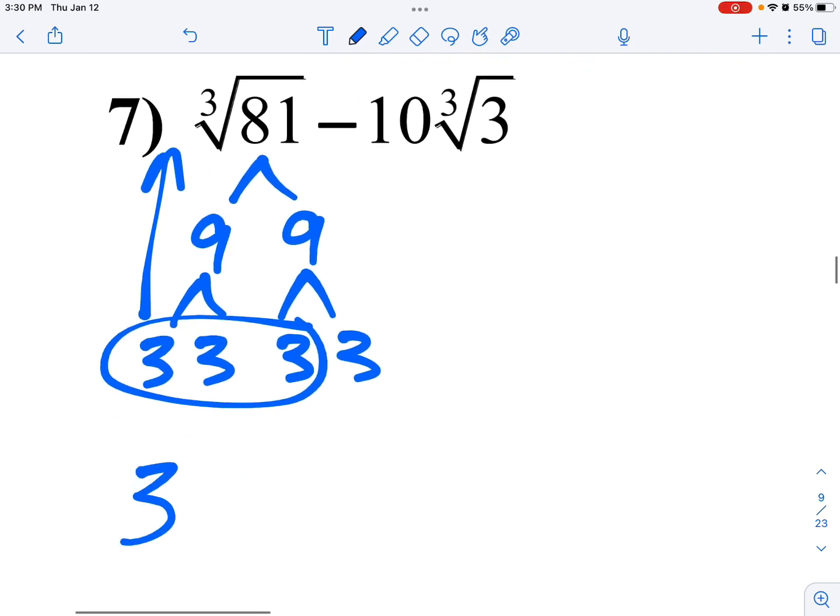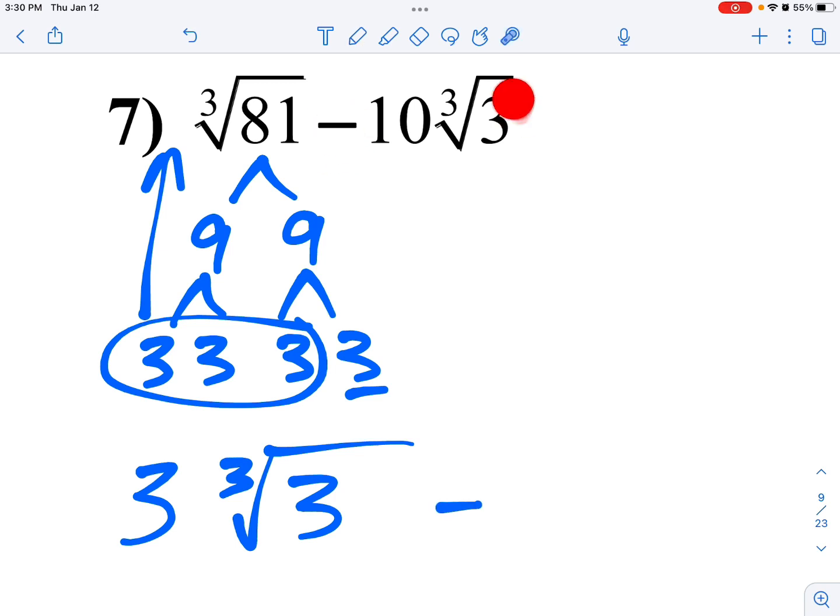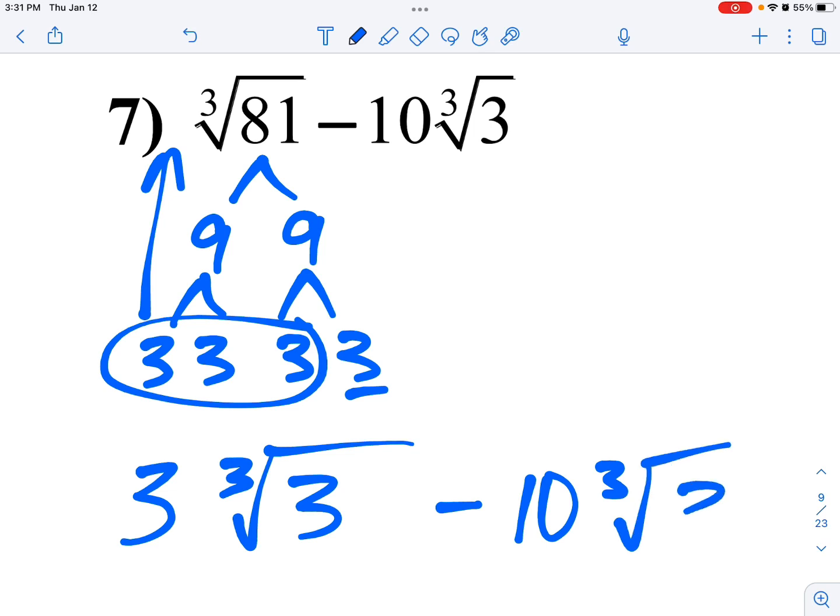So I have a 3 on the outside. Keep the radical the exact same, and this 3 has to stay in. This one that didn't get circled has to stay inside. I'm going to bring down this minus sign. And this doesn't break down anymore. 3 is just 3 times 1, so I'm actually going to bring this whole thing down here. So I get 10 cube root of 3.